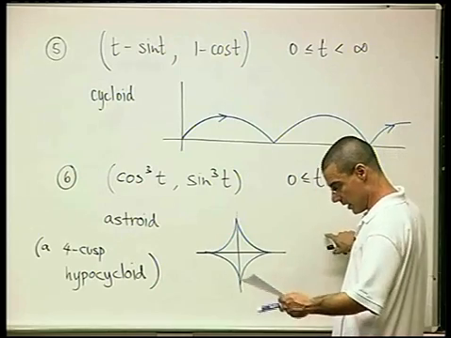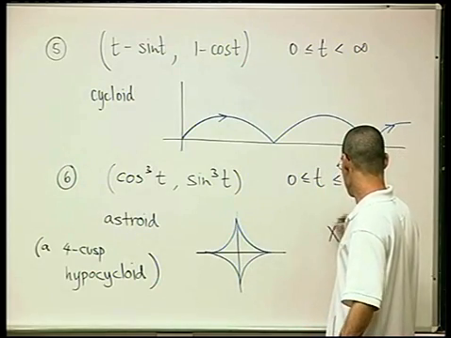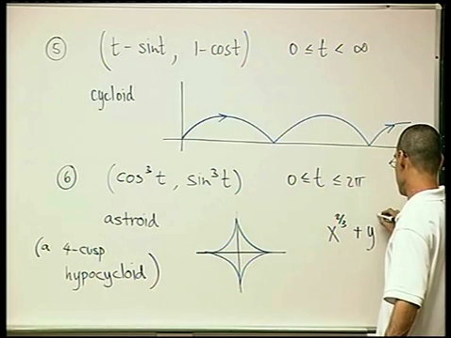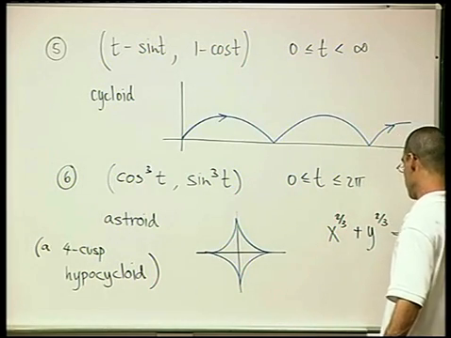And by the way, this thing can also be written not in parametric form as x to the 2/3 plus y to the 2/3 equals 1. It's the same thing.